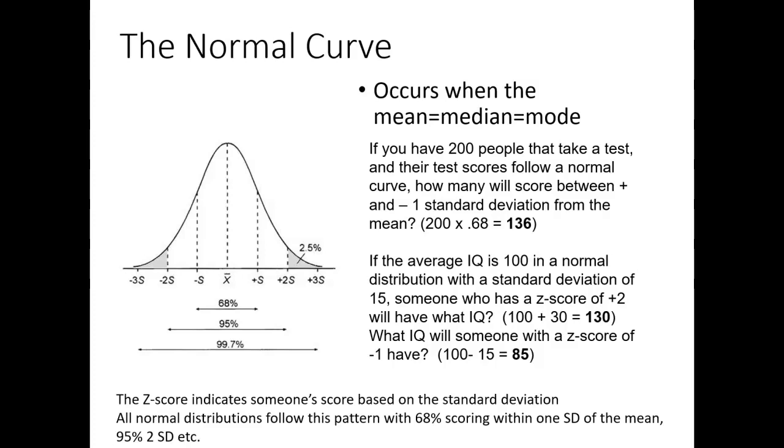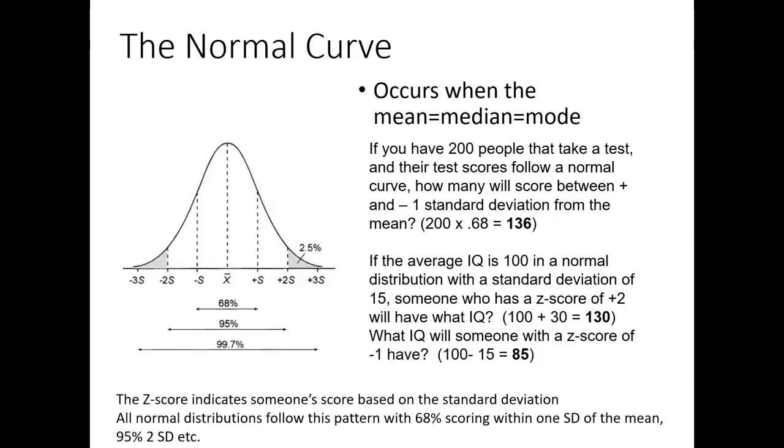If someone scores 130, they have what's called a Z-score of +2. Z basically just refers to someone's score based on their standard deviation from the mean. So if you have a Z-score of +2, then you have an IQ of 130. Someone with a Z-score of -1 will have an IQ of 85.